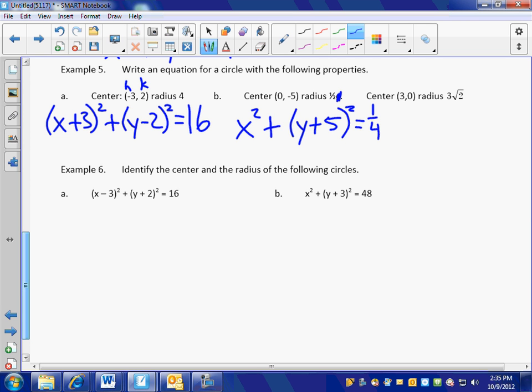How about the last one? Center at 3, 0. x minus 3 squared. Then what? Plus y squared equals (3 square root of 2) squared. No. What do we got to do with 3 square root of 2? Square it. What do you get when you square 3 square root of 2? 9 times 2, which is 18. Very good.